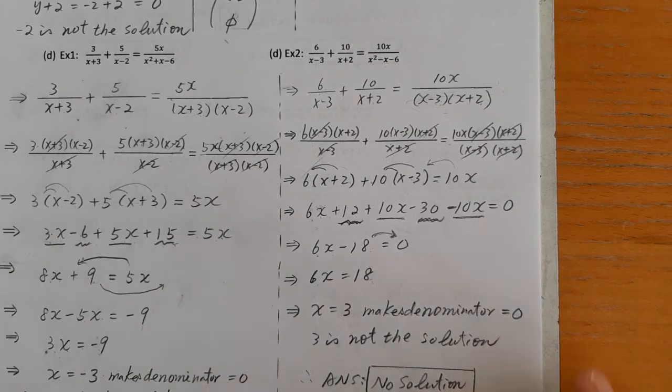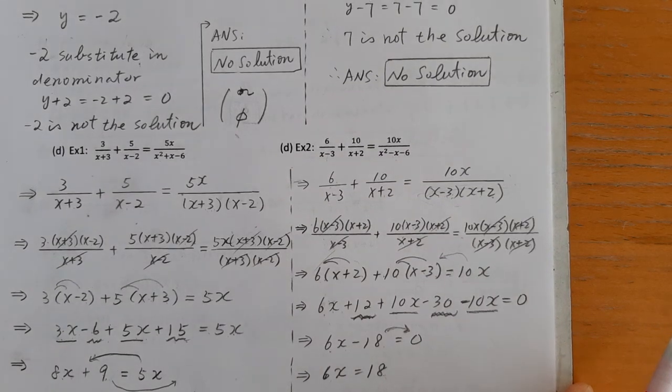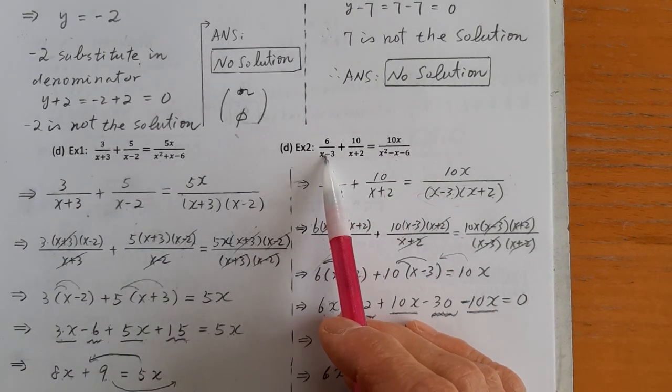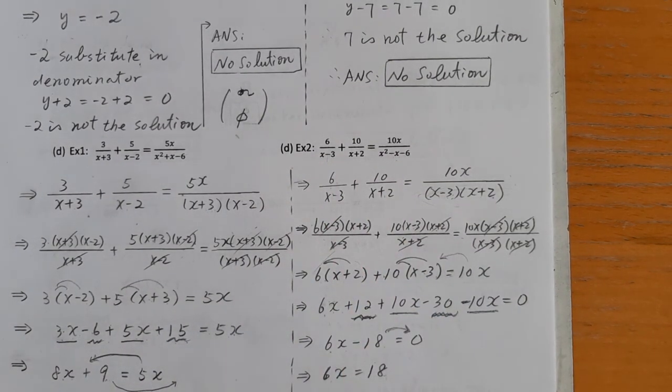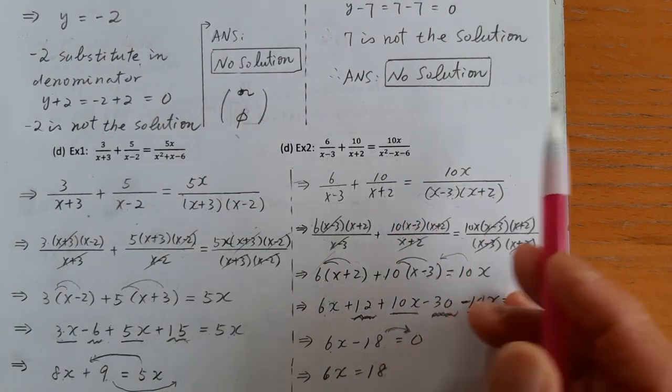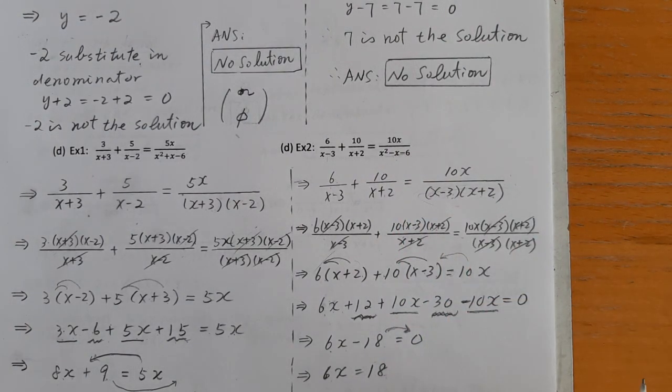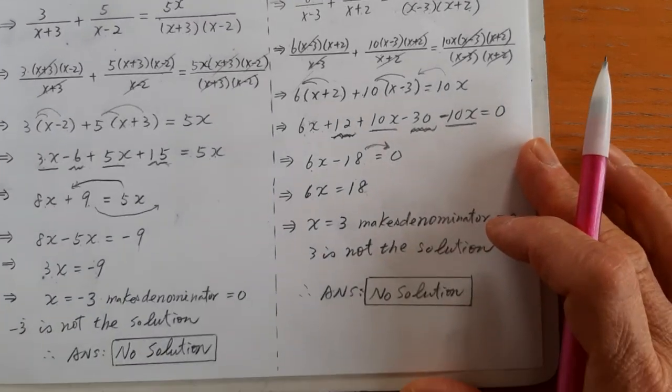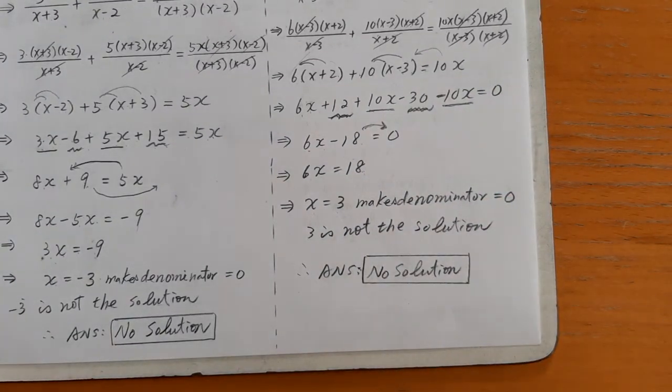And always check with the denominator. Plug 3 into the denominator: 3 minus 3 is 0. You plug in here also 0. So it makes the denominator equal 0, so 3 is not the solution. So this question also has no solution.